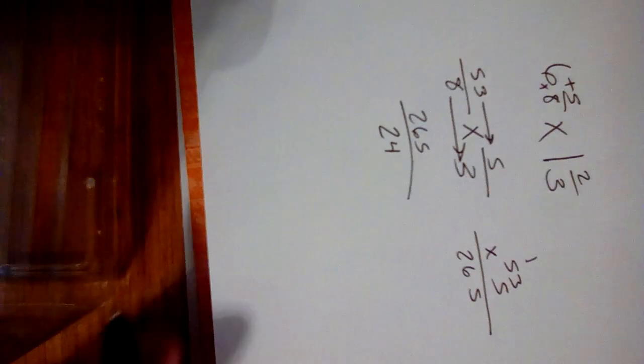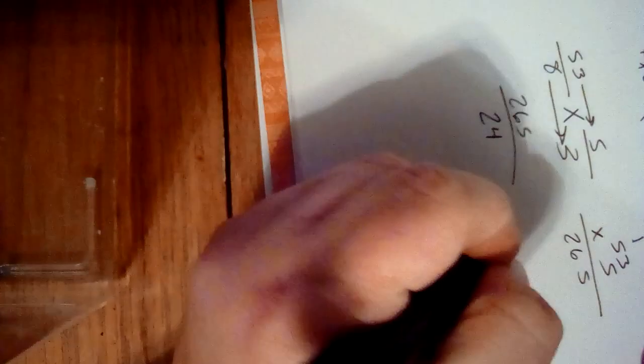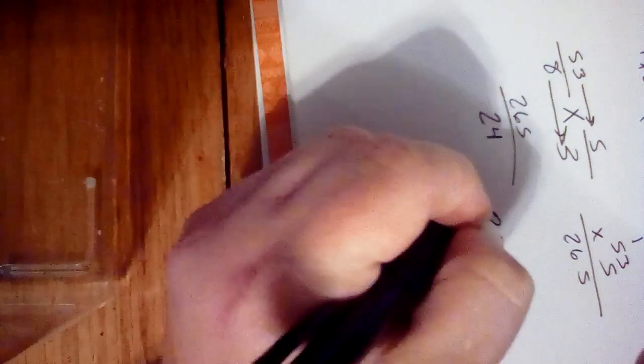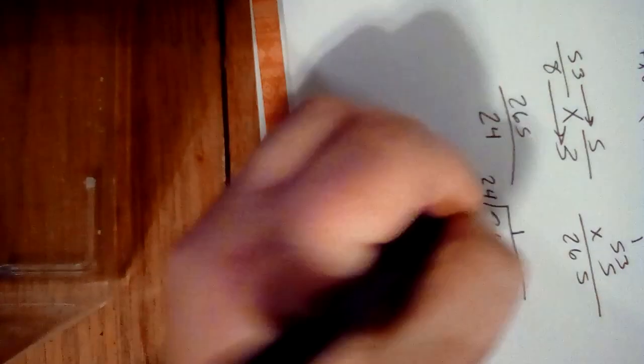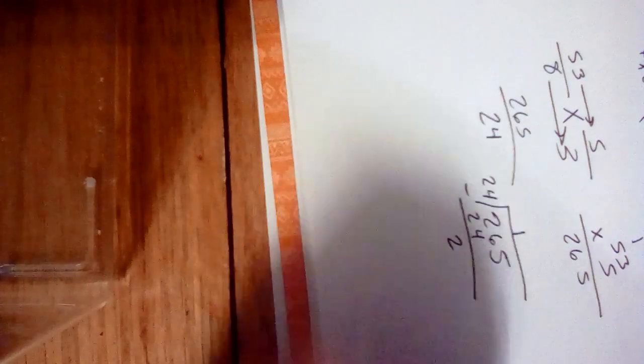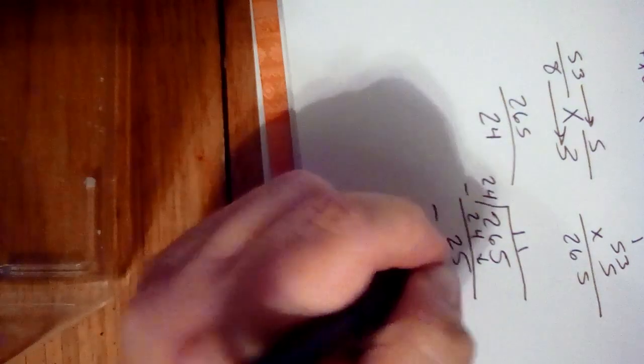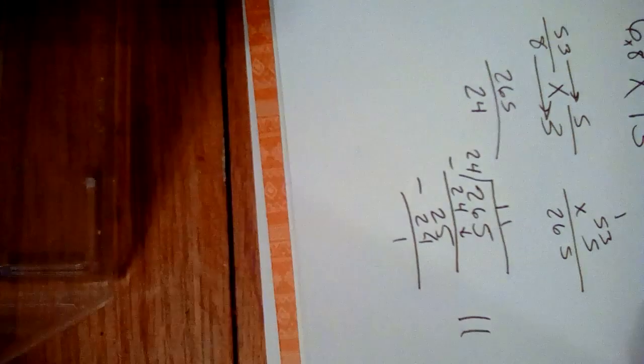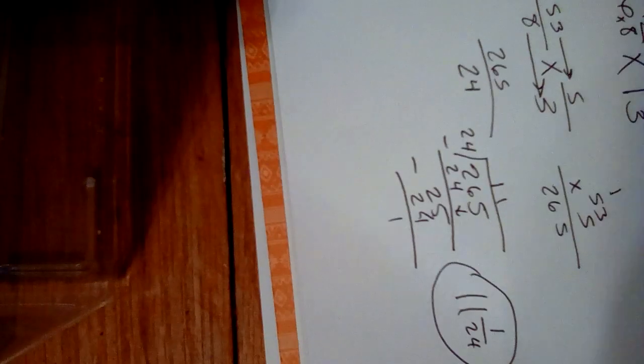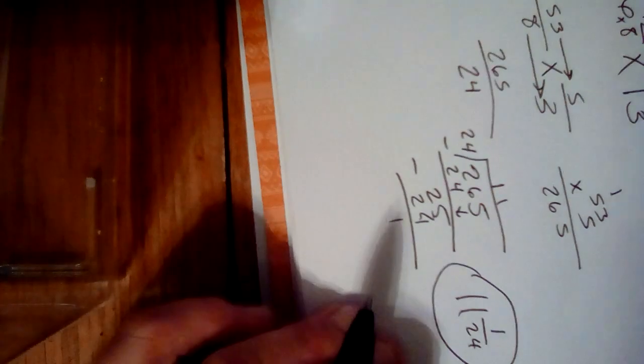I'm going to simplify using long division. 265 divided by 24. 24 goes into 26 one time. Minus 24 is 2. Bring down the 5. 24 goes into 25 one time. Minus 24 is 1. So my answer is 11 wholes and 1/24. So that is that problem. I like multiplying fractions. They're the simplest, I feel like, in my opinion. Maybe not yours. Alright, let's do another.